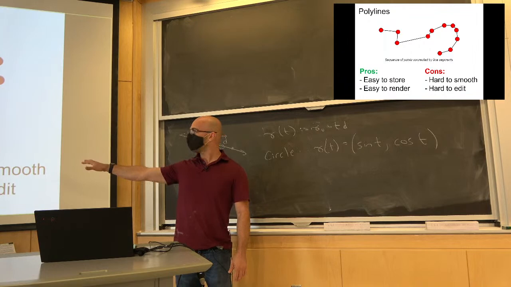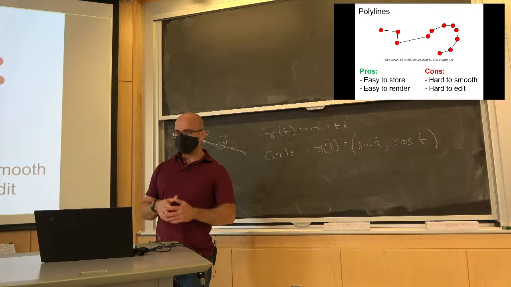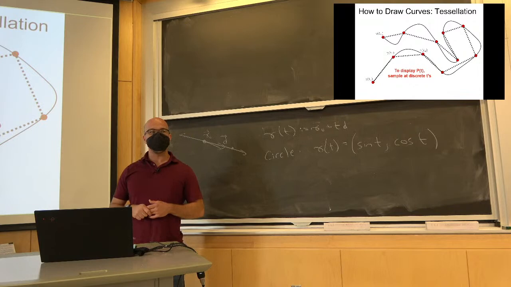They're easy enough to render by just chopping them up into a bunch of line segments. Or in fact, they already are line segments, I'm sorry. But they're not smooth and they're hard to edit. Yeah, I think we've already talked about that. And in order to convert a general curve into this by tessellating, we just sample a bunch of t's, and that gives us our dotted line approximation here, right?